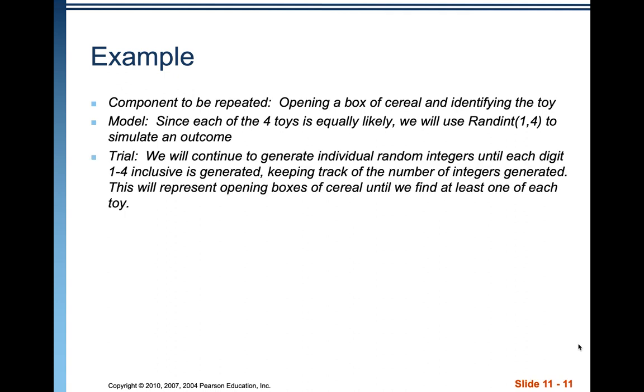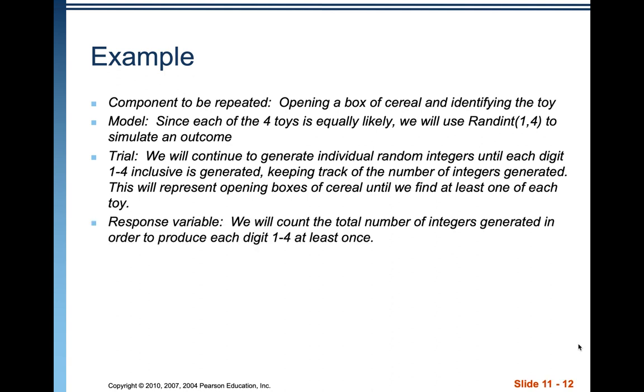Okay, so for a trial, the trial is going to be made up of a bunch of our simulated components. So we will continue to generate individual random integers until each digit, 1 through 4 inclusive, is generated, keeping track of the number of integers generated. Okay, so you're going to write them down. Once you get all of them represented, then you're going to go back and count how many components it took, how many times you had to generate an integer.